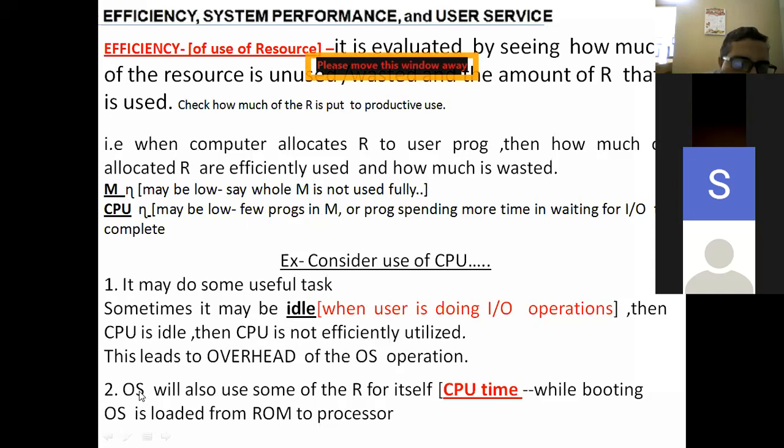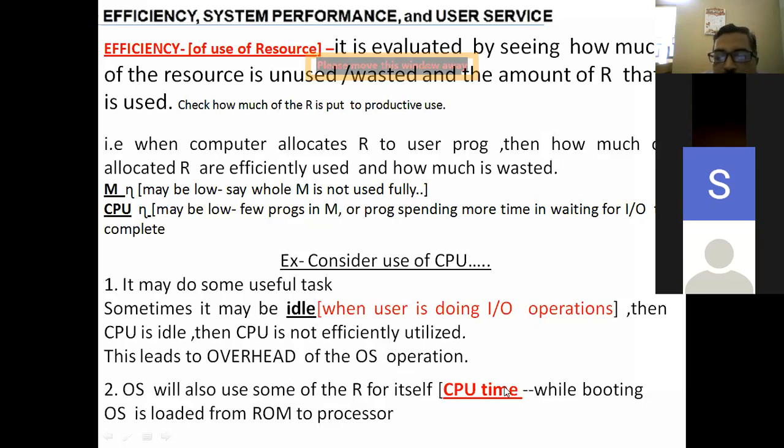Second case, the OS will also use some of the resources for itself. Why? Because the OS is basically a collection of software programs. Hence, these software programs also need some CPU time. So the OS will also be in need of some resources, the so-called CPU time or memory. Hence, this will act as an overhead.